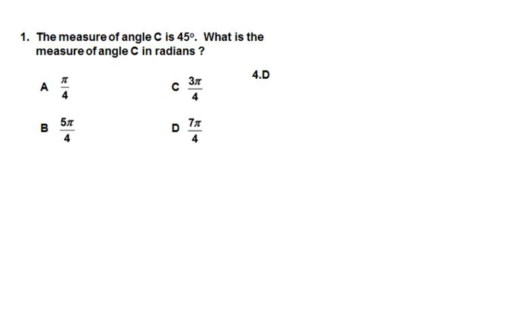What is the measure of angle C in radians? A number of different ways to work this problem. The one way I prefer is if you understand or remember that 180 degrees is equivalent to pi radians. What happens is we can convert this 45 degrees into radians by multiplying by pi over 180 degrees.